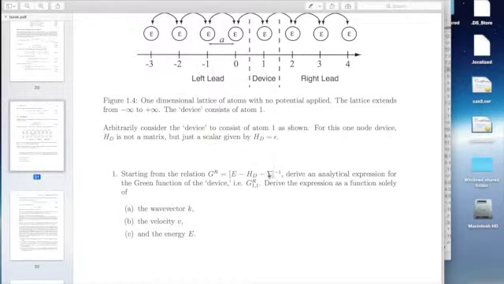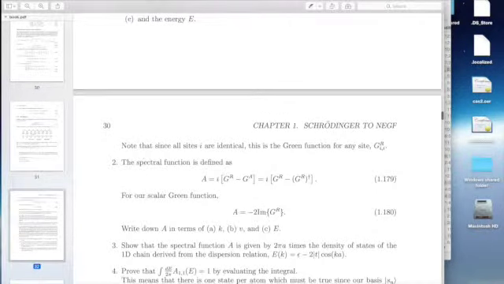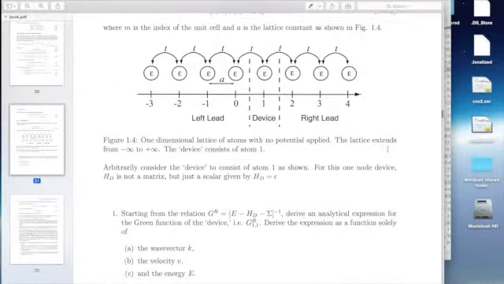So that's what you do. And in this case, since every site is identical, this will be the exact Green function for any site in this chain. There's no difference between one site and any other site. We just arbitrarily called site 1 the device, but all sites are equivalent. We could call any other site the device. So this is a diagonal Green function for this ideal 1D tight binding crystal.